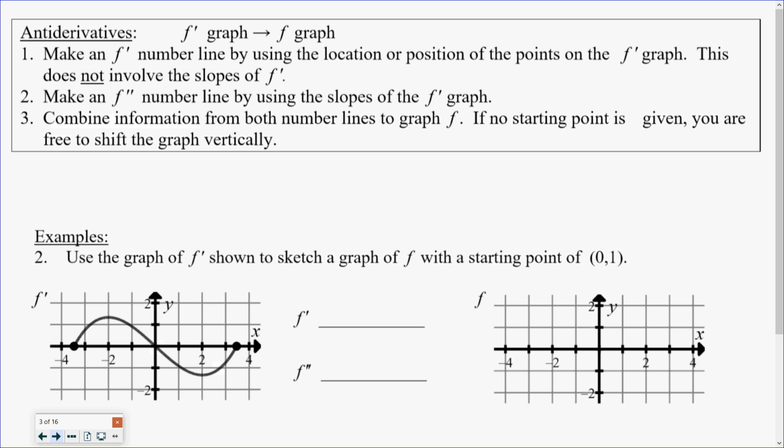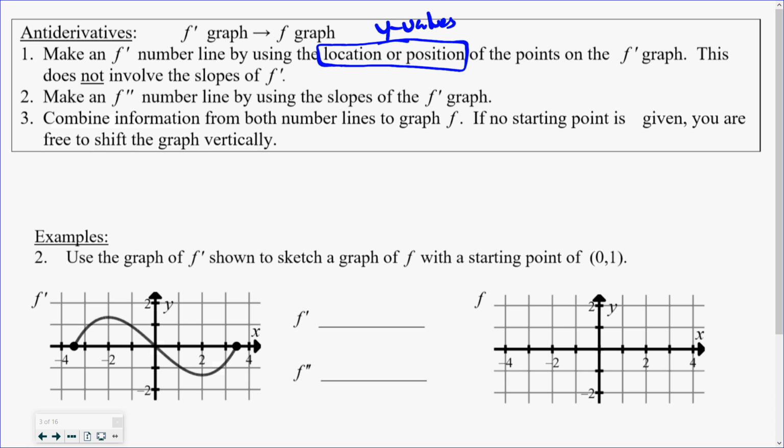Where it gets a little bit trickier is when you're working backwards. So now I want to find the antiderivative. Again, an antiderivative is just going from the derivative backwards to the function. To do that, you're going to make an f prime number line using the location or position of the points on the f prime graph. This is really important: using the location, the position. You want to put the y values of the points on the f prime. This does not involve the slope.